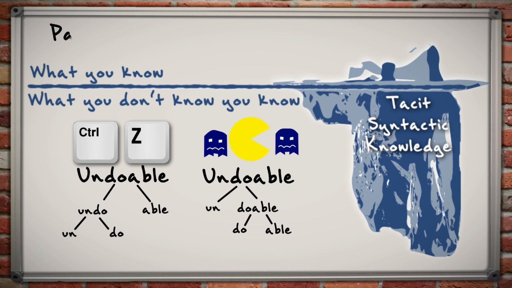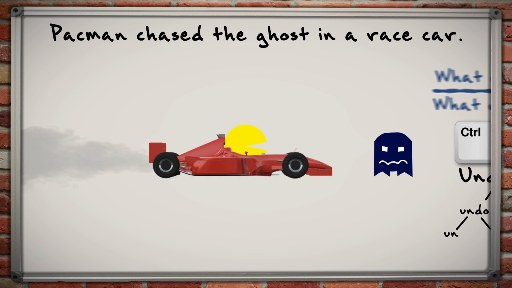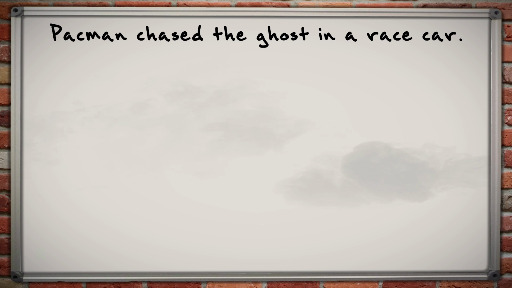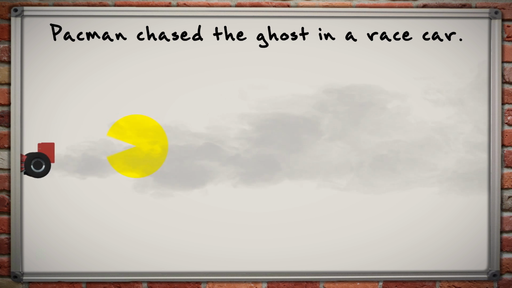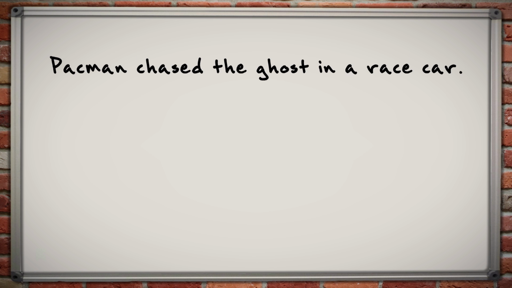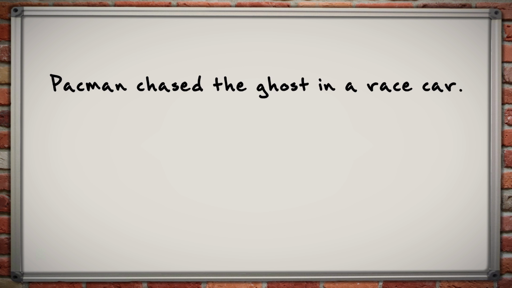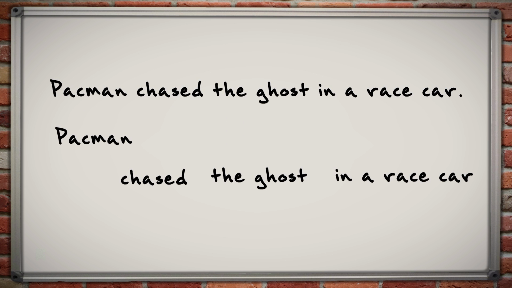Structural ambiguity is not only found in complex words, we also find it in sentences. Pac-Man chased the ghost in a race car is ambiguous. It can mean two different things. Pac-Man may be doing the chasing in a race car, or else Pac-Man may be chasing a ghost that drives a race car. So again, the ingredients of the sentence, the words, are the same. That's not the source of the ambiguity. The source of the ambiguity is the hidden structure, the way the words are combined.